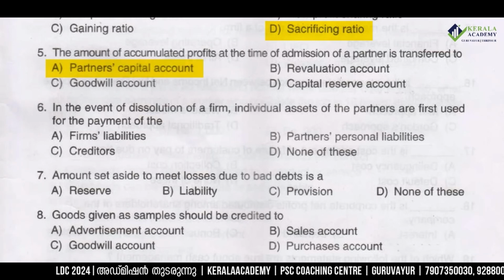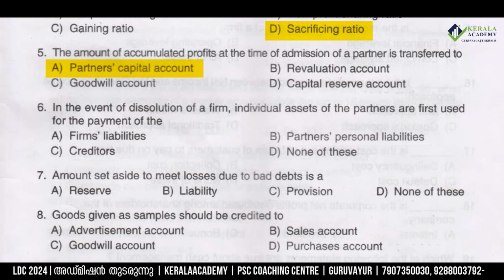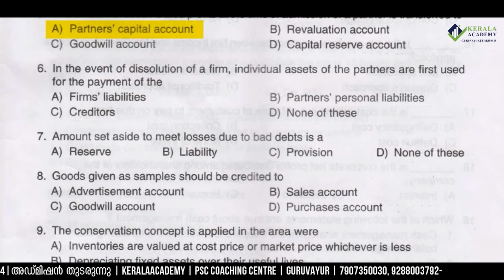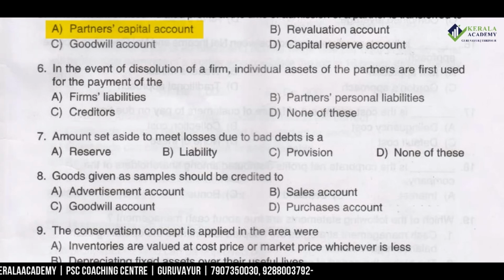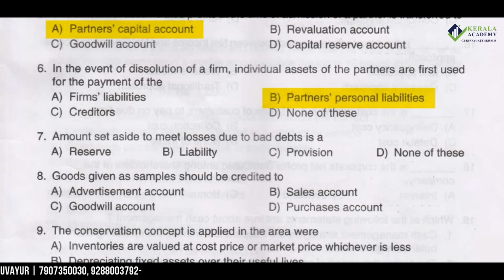In the event of dissolution of a firm, individual assets of the partners are first used for the payment of the dash. Firm's liabilities, partners' personal liabilities, creditors, none of this. Correct option B, partners' personal liabilities.